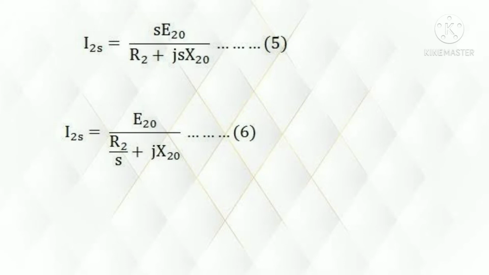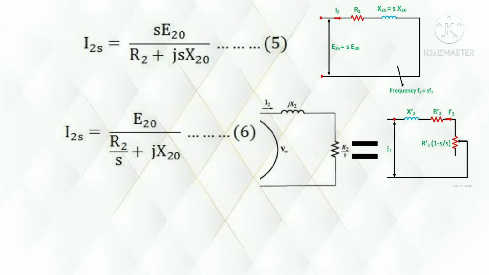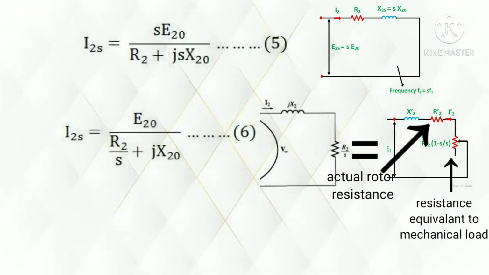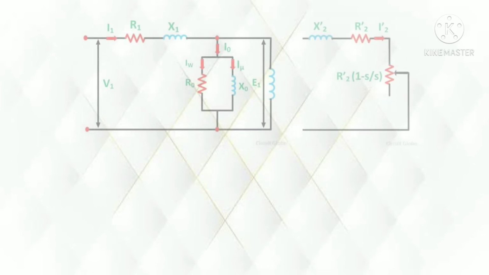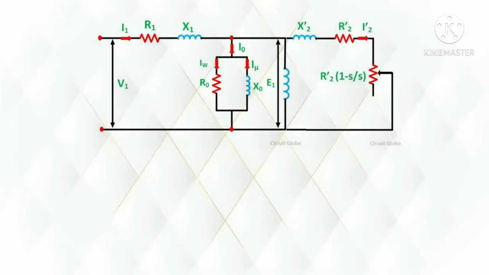R2 is constant resistance and the variable leakage reactance SX20 in the previous equivalent circuit, but the new equivalent circuit has a constant leakage reactance X20 and a variable resistance R2 by S. This equation explains the secondary circuit of an imaginary transformer with constant voltage ratio with the same frequency on both sides. The imaginary stationary rotor carries the same current as the actual rotating rotor. This makes it possible to transfer the secondary rotor impedance to the primary side.